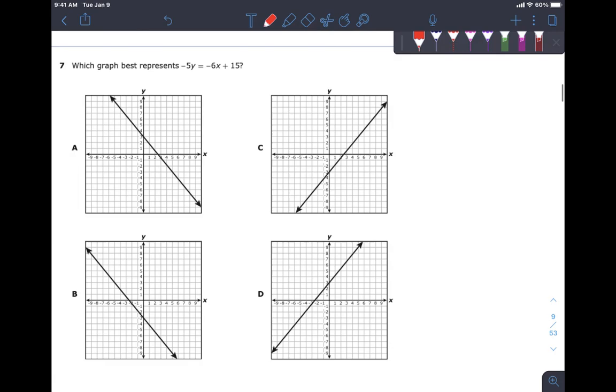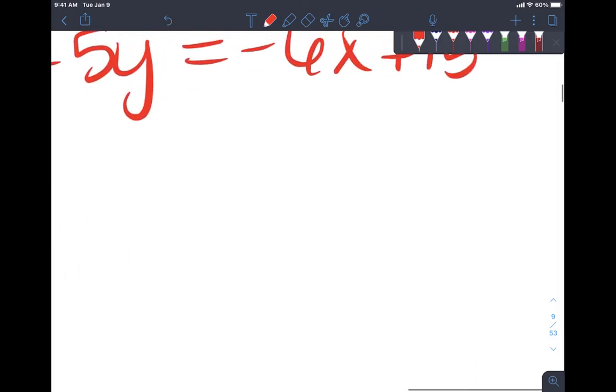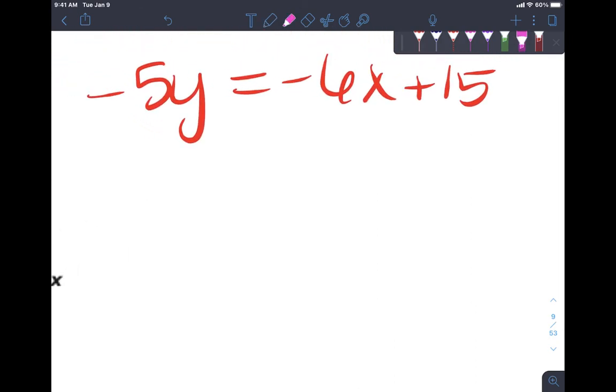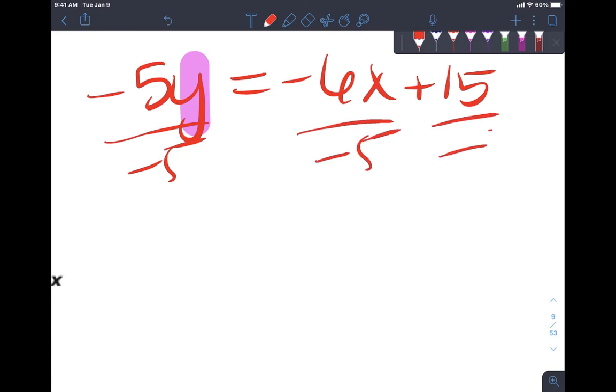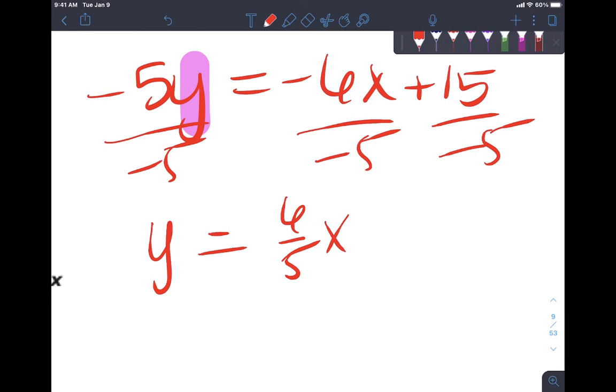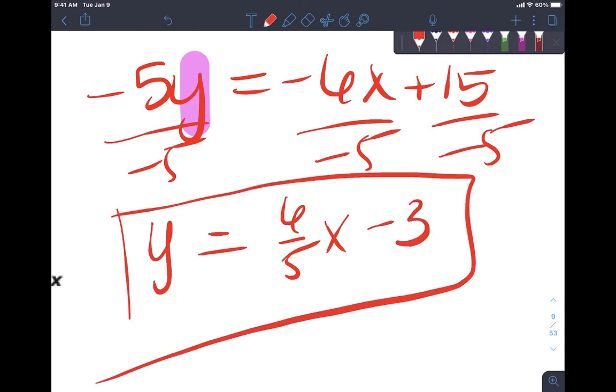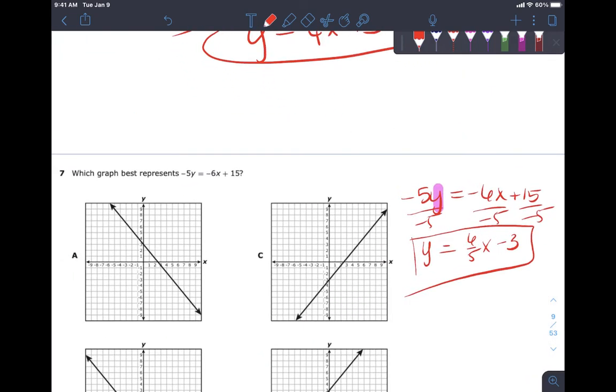Number 7. Which graph best represents this? Okay, so I'm going to copy that over. And I'm going to look at it. Well, I just need to get that y by itself. So I'm going to divide everybody I see by -5. So I should have a graph with a positive slope and a y-intercept of -3.